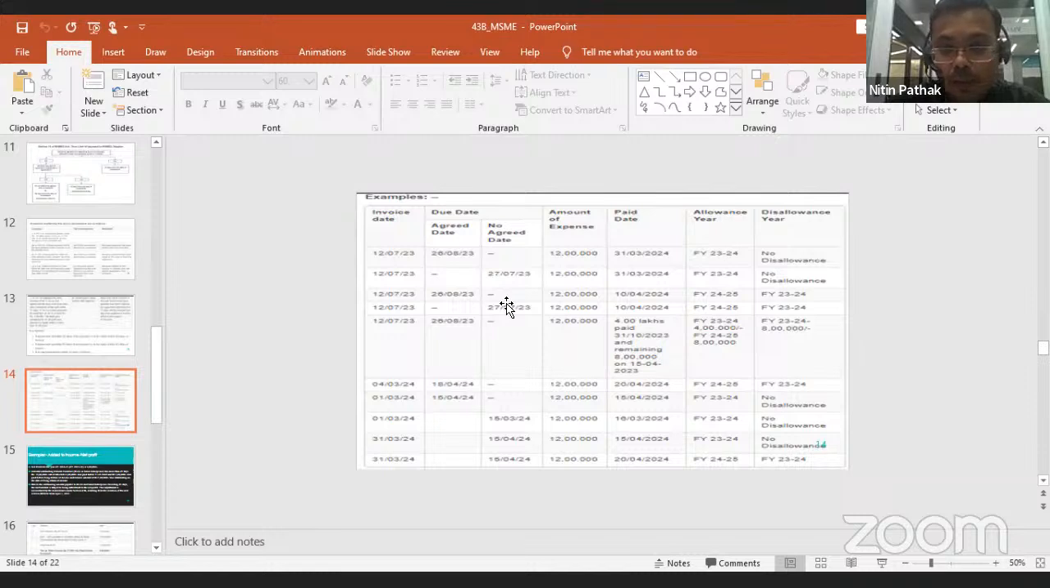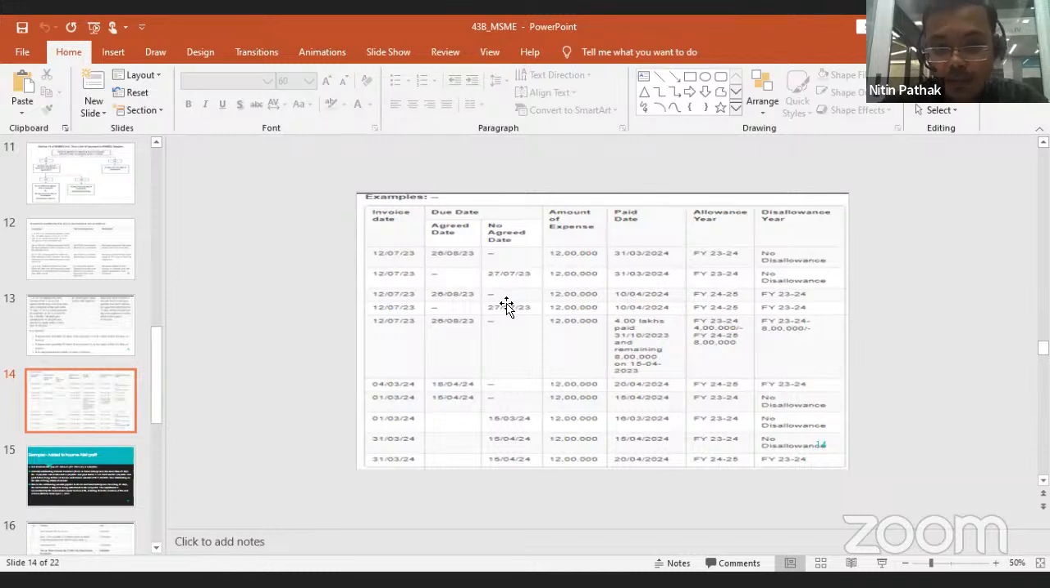Fourth example, if the invoice date is the 12th July and there is no agreement between the buyer and supplier, then the due date would be 27th July, and if the payment is made after the end of the financial year, that is 10th April, then the same is allowable in 24-25, and there is disallowance of the expenses in 23-24.